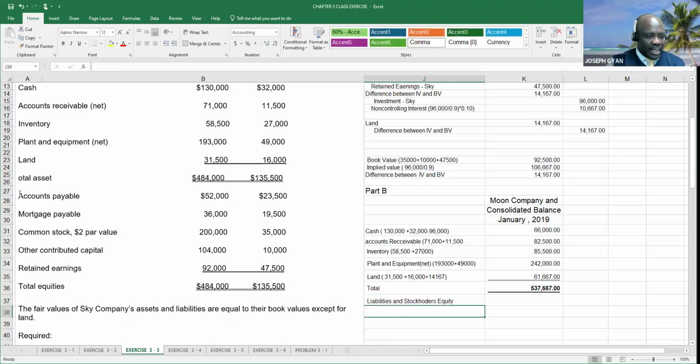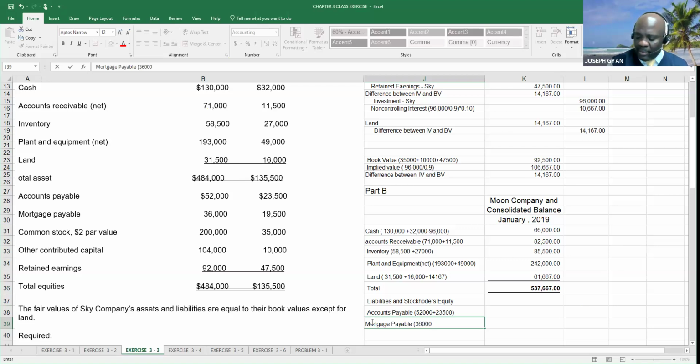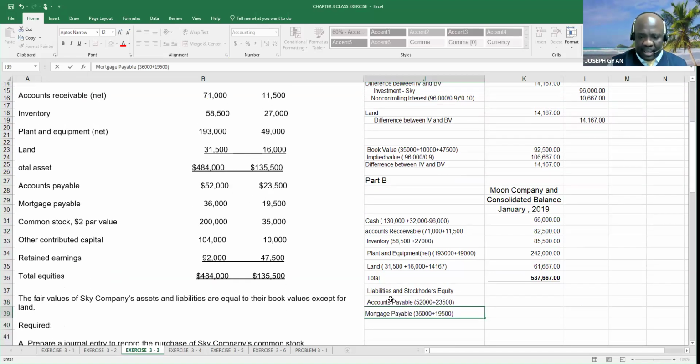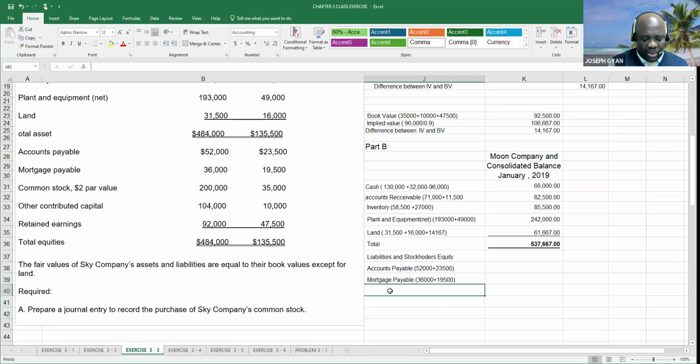Then we have the accounts payable. So let's put it here. Accounts payable, which we have for P Company is 52,000 plus 23,500. Then we have the mortgage payable, 36,000 plus 19,500. Then I think we have common stock.